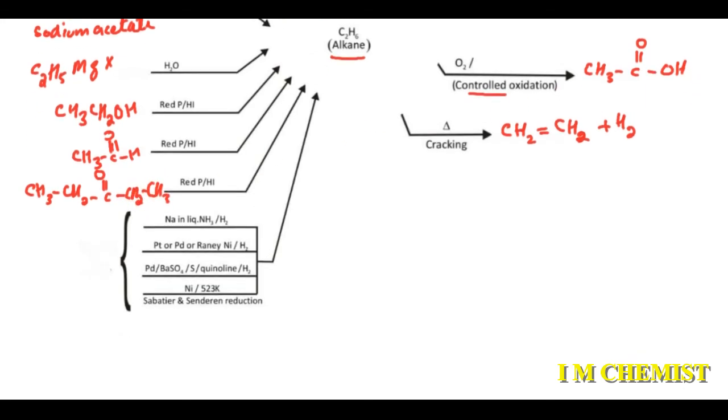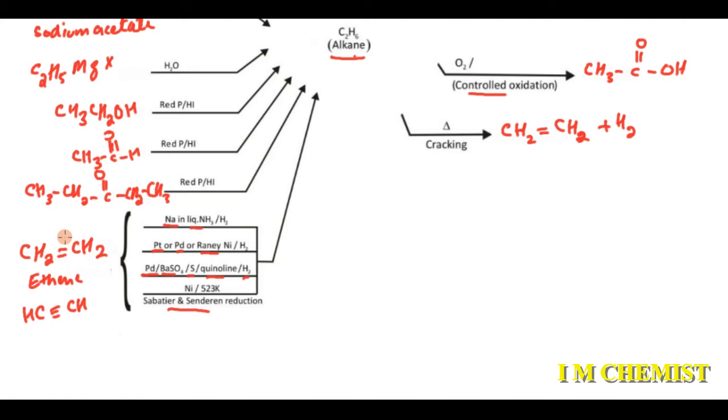And besides this, we have another reaction. If we treat alkane with sodium in the presence of liquid ammonia and hydrogen, or platinum, palladium, or Raney nickel, this is known as a hydrogenation reaction. Palladium, barium sulfate, sulfur and quinoline in the presence of hydrogen, or nickel at 523 Kelvin, this is known as Sabatier and Senderens reduction. Now in this case, alkanes are converted into alkenes, and particularly this ethane molecule would be converted into ethene, or it may be converted into ethyne, which is also known as acetylene.